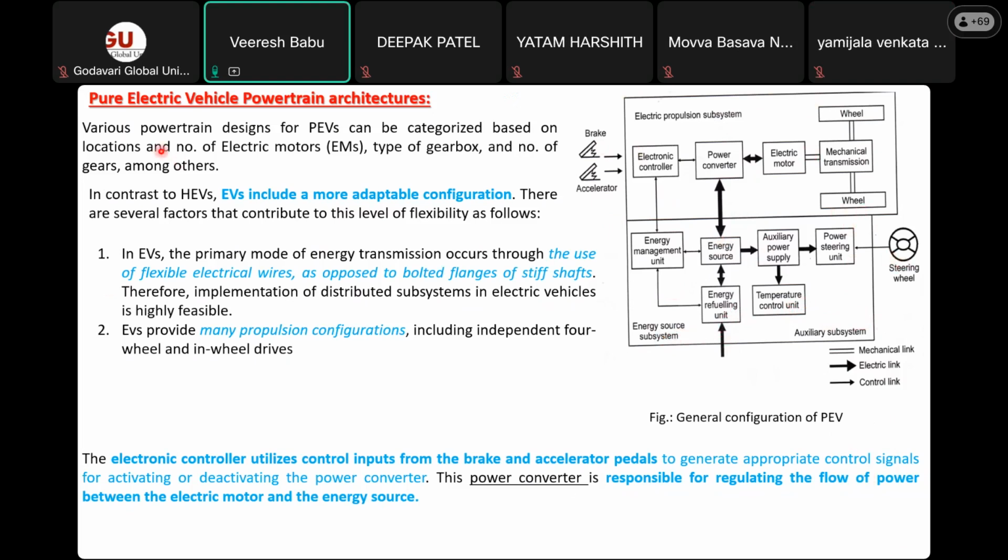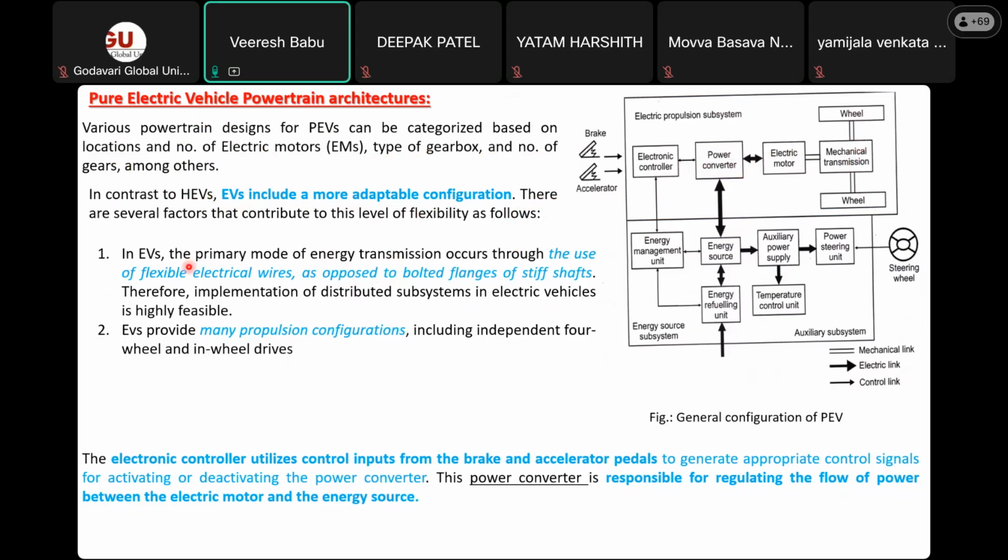Various powertrain designs for pure electric vehicles can be characterized based on the location and number of electric motors, the type of gearbox, and the number of gears, among others. In contrast to hybrid electric vehicles, electric vehicles have a more adaptable configuration, because you do not have any mechanical linkages here. Therefore it is more adaptable compared to conventional engine vehicles.